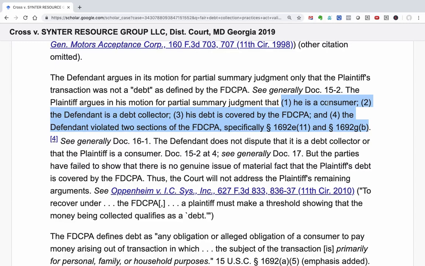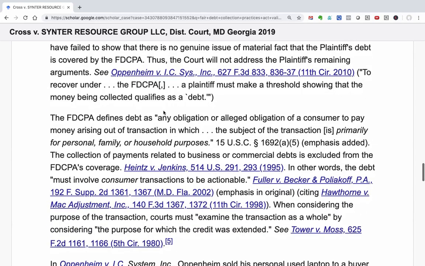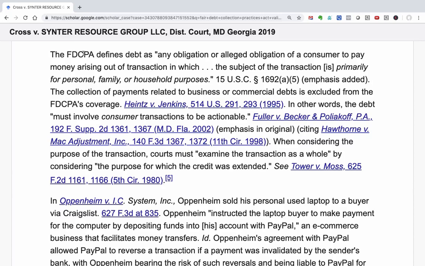The difference is really number 1 here, consumer. Number 2, debt collector. Number 3, the debt's covered. Well, the judge combined consumer and debt, but it's just semantics. The defendant does not dispute it's a debt collector or that the plaintiff's a consumer. Instead, everybody's arguing over, is this a consumer debt, or a debt that's covered by the FDCPA?